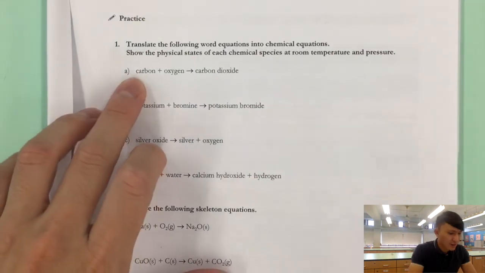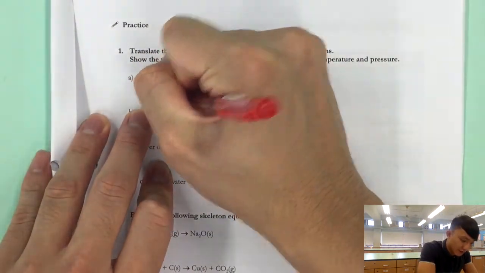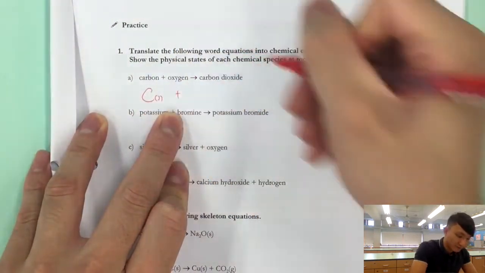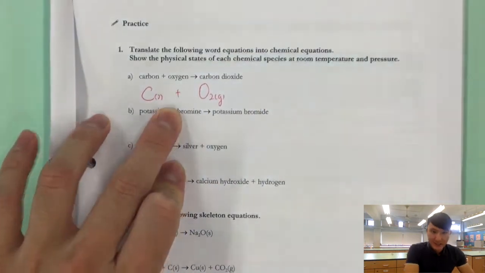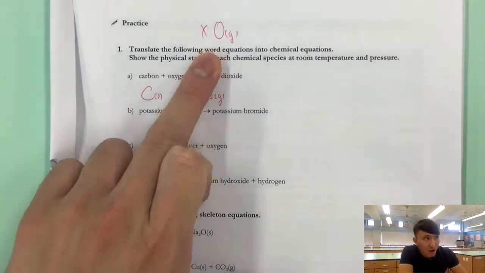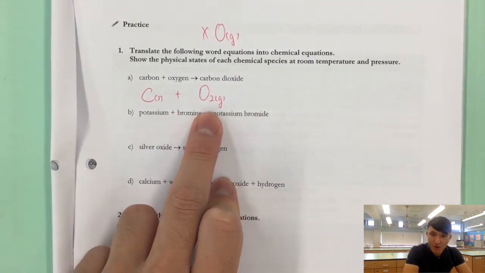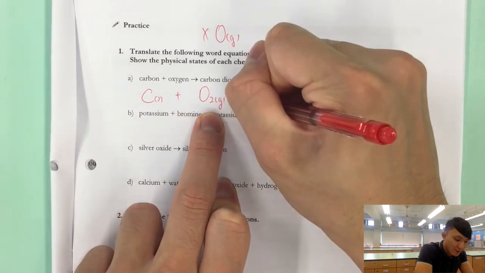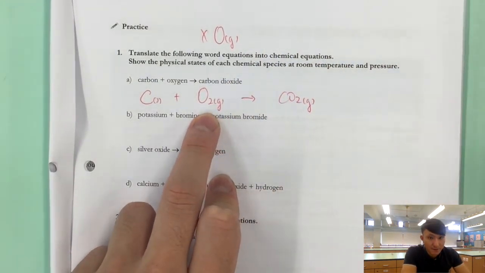So first of all, carbon, C, is a solid. Okay? Oxygen. Now pay attention. Oxygen exists as O2. Do not put down just O. Okay? Oxygen atom is highly unstable. Oxygen must exist as O2. Okay? And it forms carbon dioxide. CO2 is a gas. Okay?